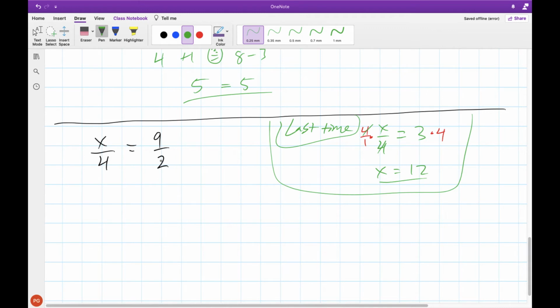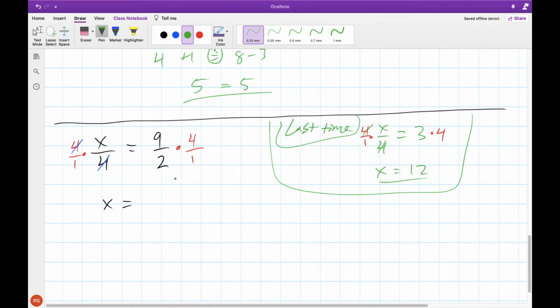Here, we're going to use the exact same technique. Again, we want to get our variable on one side on its own, and then just numbers on the other side. So again, we're going to multiply both sides by 4. But in this case, since this is a fraction, it's more helpful to multiply by 4 over 1. Here, our 4's would cancel out, and we would just be left with our variable x.